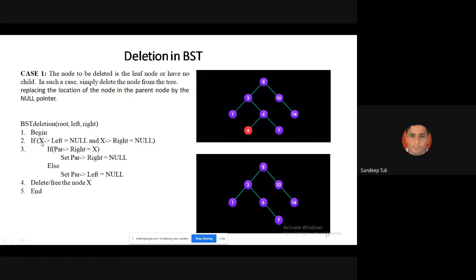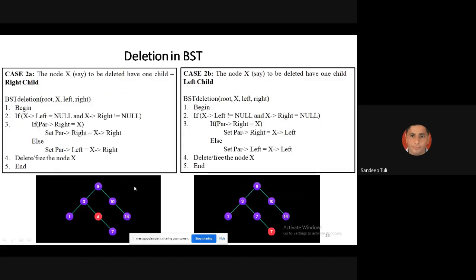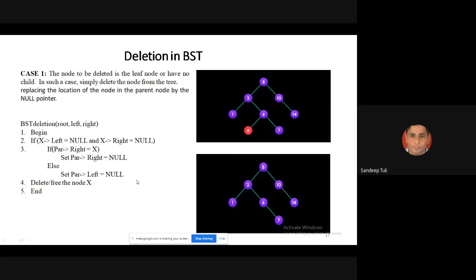In the algorithm we have written: if x left is null and right is null, it means the node has no child, both the pointers are null. So x is the node which is going to be deleted. So 4 is x in that case. Both the left and right pointers are null, it means it's a leaf node. Now we will check the parent. If x is parent's right, then we will make the right null. Otherwise, we will make the left null. Finally, we will delete the x node.